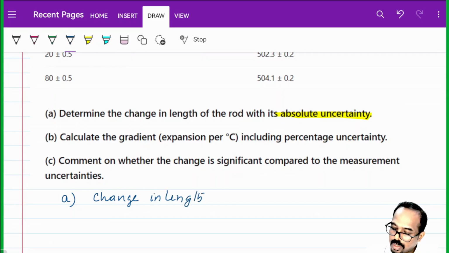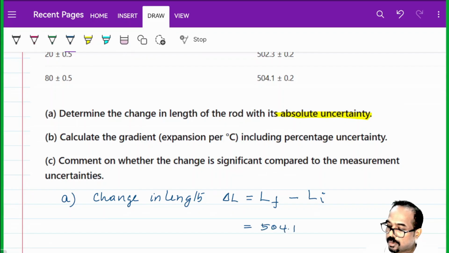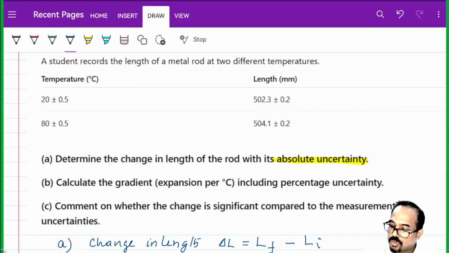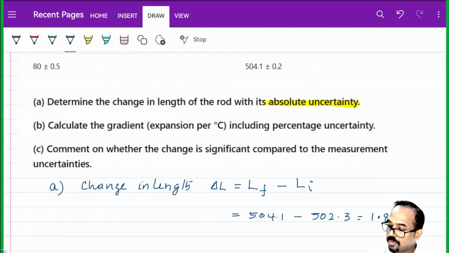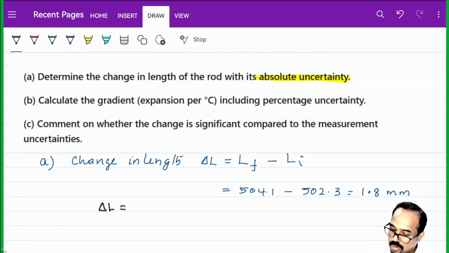Change in length, I am taking it as delta L. Always change is final value minus initial value, right? Final length minus initial length, which is equal to final length 504.1 minus initial length 502.3. When you put it in the calculator, you will get 1.8. You check which unit this is, mm. So change in length, you got it as 1.8 mm.